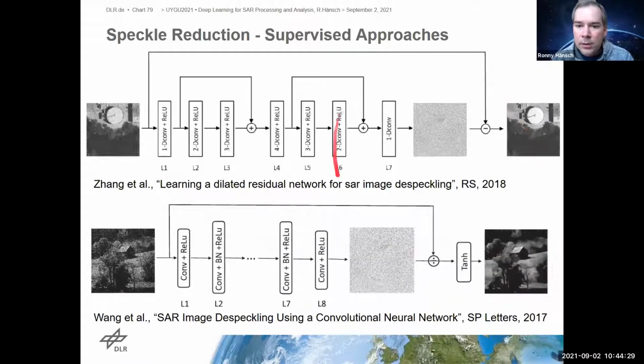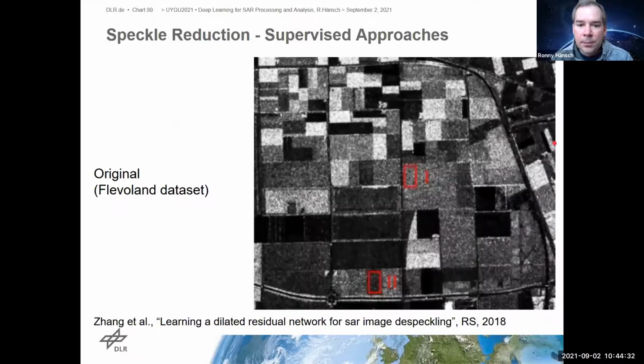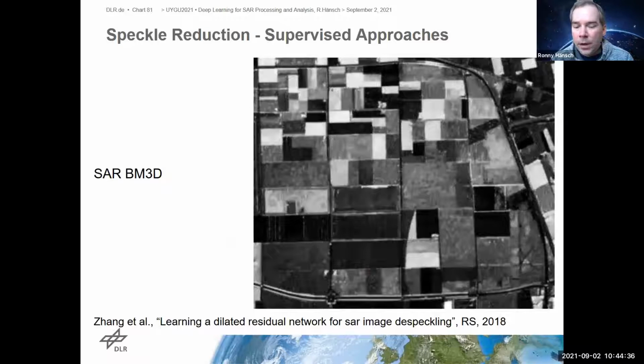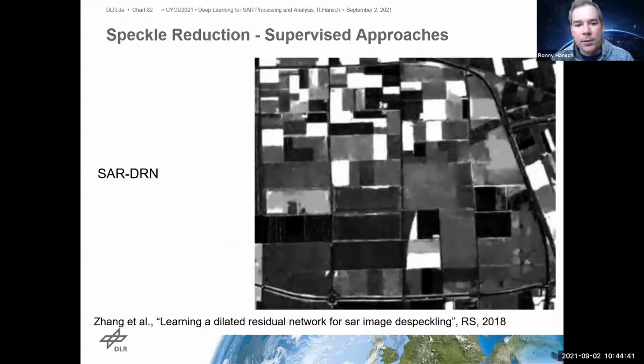So for this architecture here you see an example. This is an original input image. This is a state-of-the-art non-deep learning speckle reduction technique. And this is the proposed method via this convolutional neural network that was trained on synthetic data.